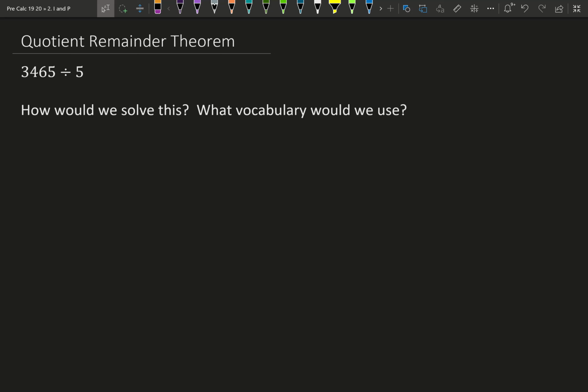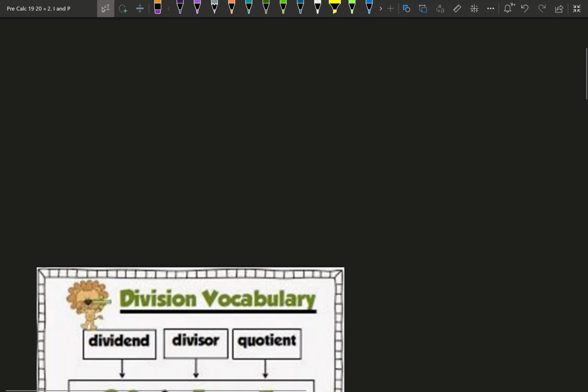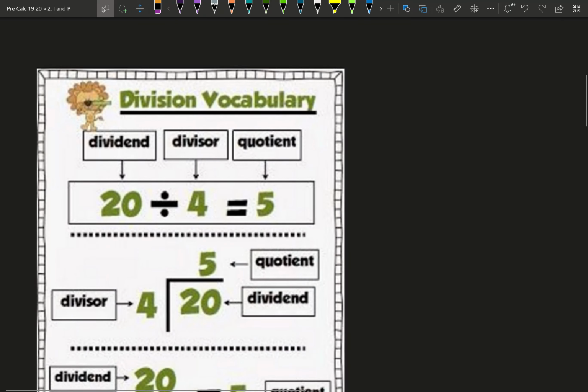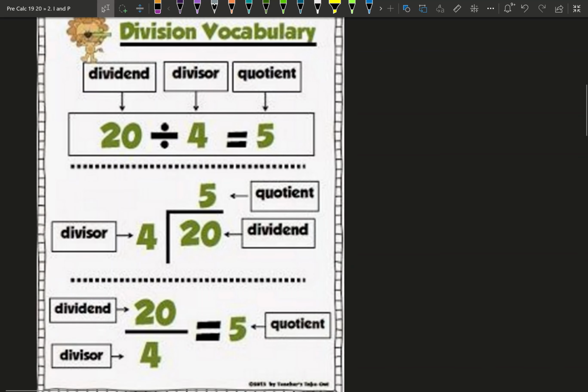The first thing we want to do here is think about how we would look at division, say when we first learned it in elementary school. So we've got this helpful little line here, and our dividend is our number that's being divided, so it would be 3,465. Our divisor is what we are dividing by. Our quotient is our result, and we will deal with any remainders later.